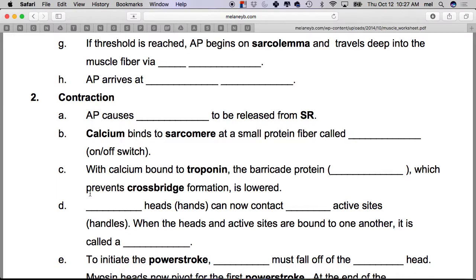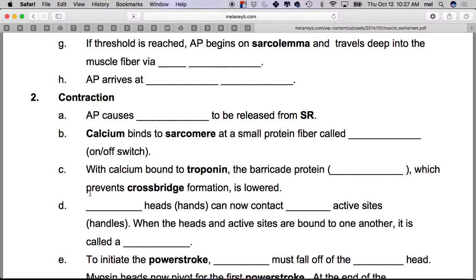With calcium bound to troponin, that other tro protein, which is the barricade protein, which prevents cross-bridge formation, is lowered. What's that tro protein? It is tropomyosin. Tropomyosin will be lowered.